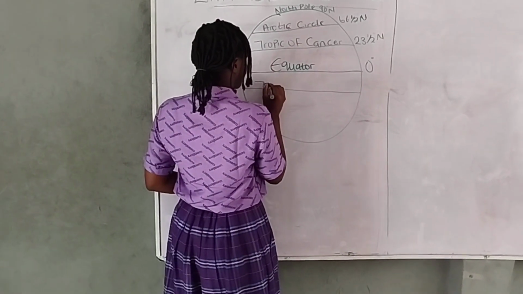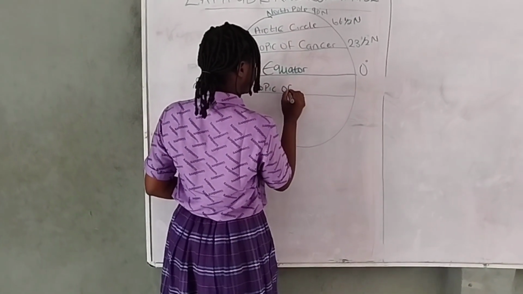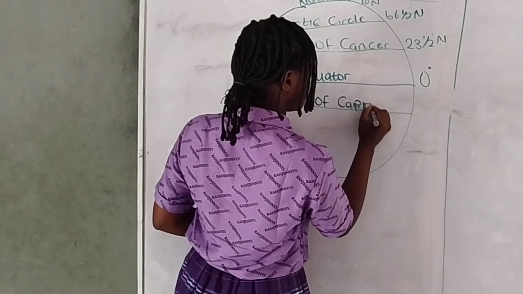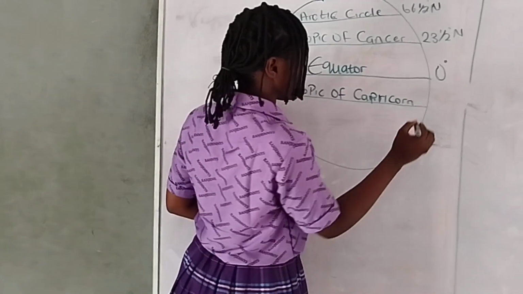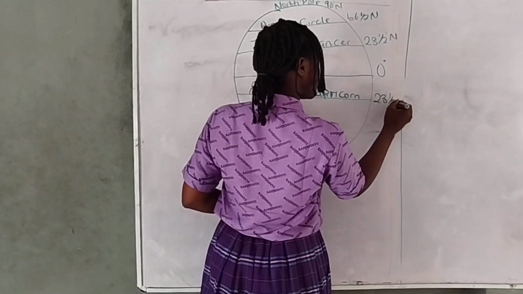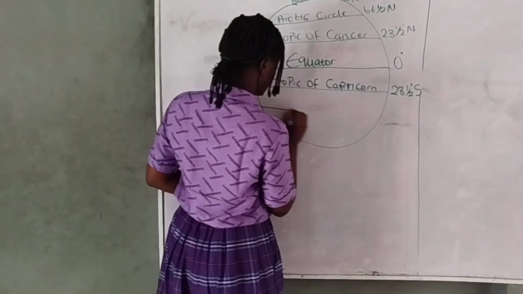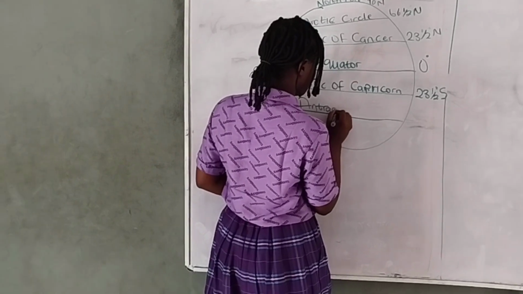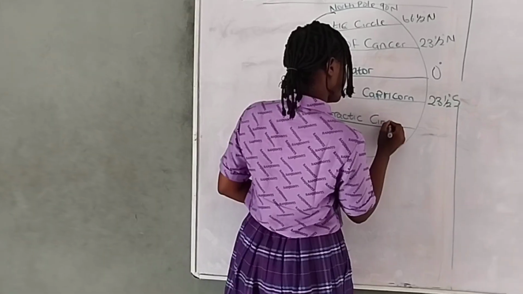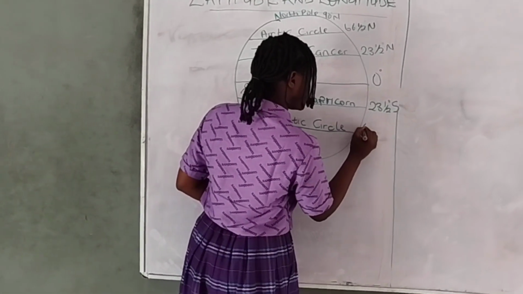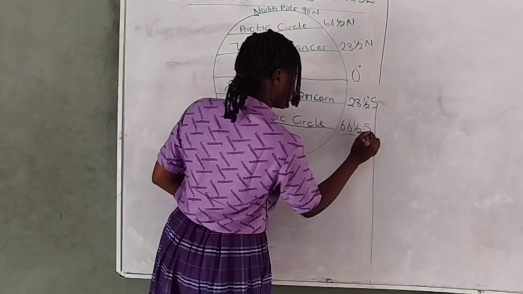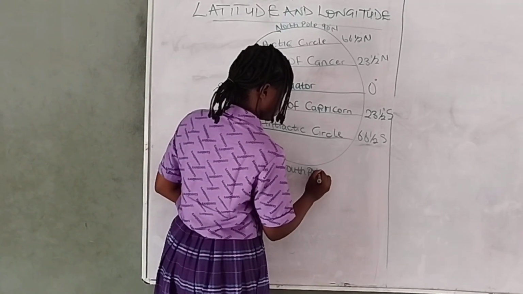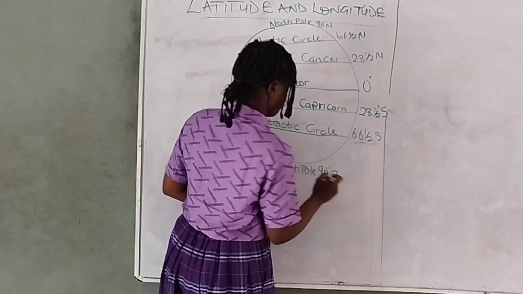Here we have the Tropic of Capricorn, which has an inclined angle of 23.5 degrees south. Here we have the Antarctic Circle, which has an inclined angle of 66.5 degrees south. Here we have the South Pole, which is 90 degrees south.